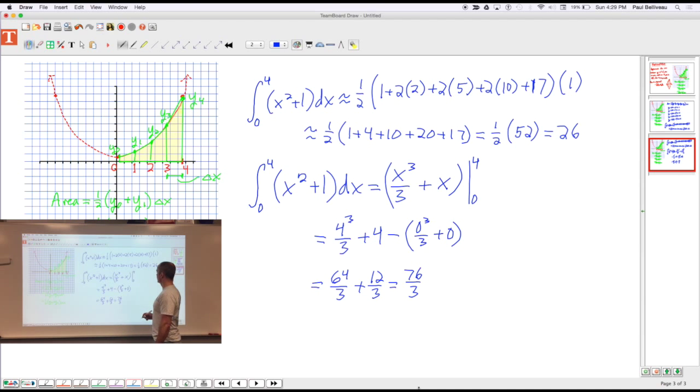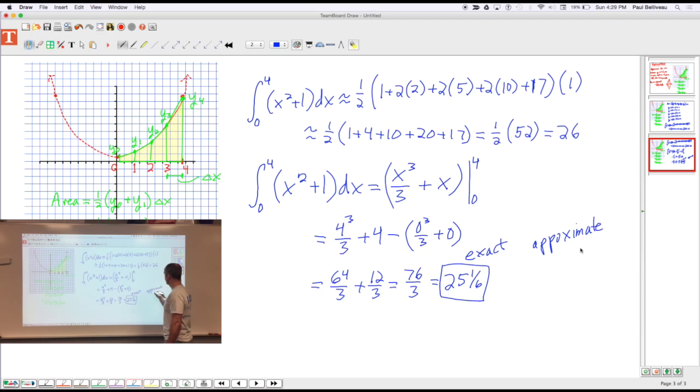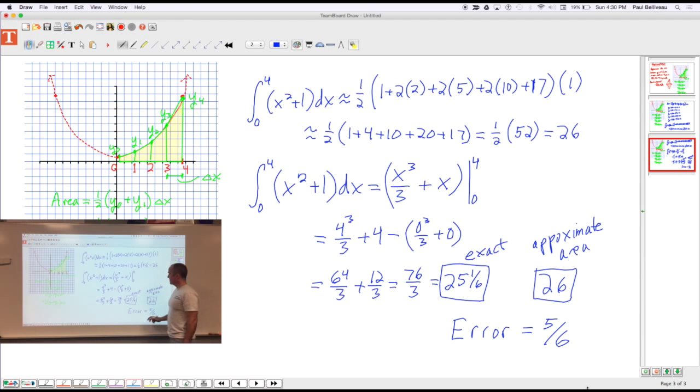So what was our error? Well, 76 over 3 is 25 1/6. This is the exact area. Our approximate area was 26. So for this method, our error equaled 5/6. We came up with too much area by 5/6 of a unit. That's an introduction to the trapezoid rule.